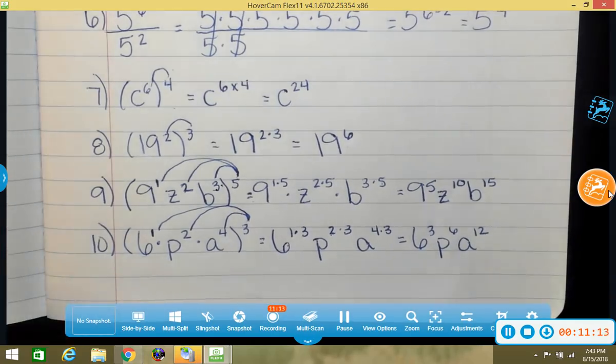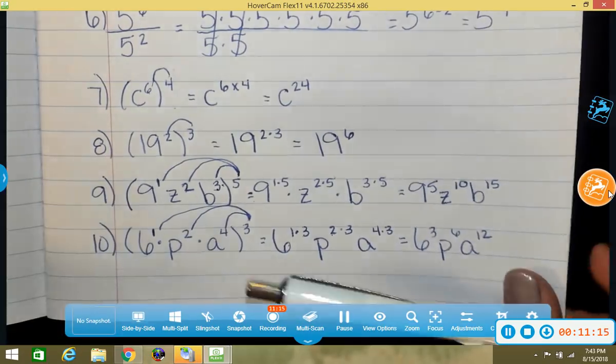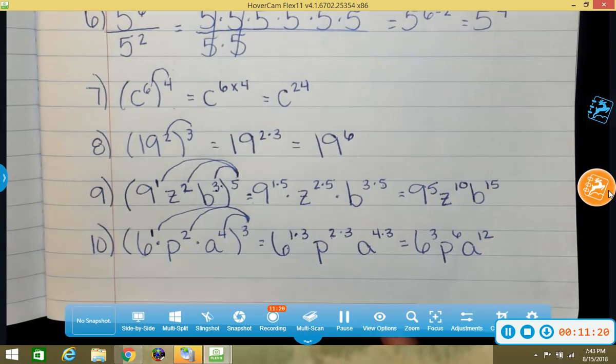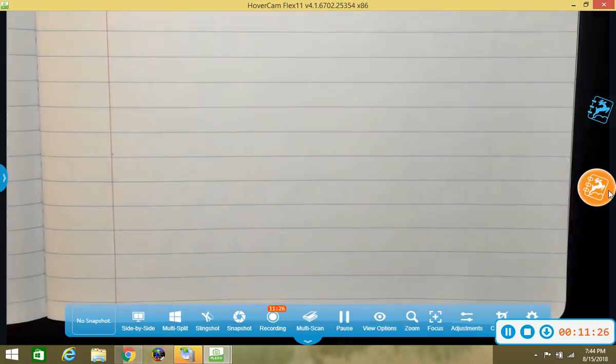Okay, we're going to go ahead and turn the page over now, and we're going to work on some multi-step problems. These were all pretty basic problems, and we're going to take all of those things and apply them to some more in-depth problems.